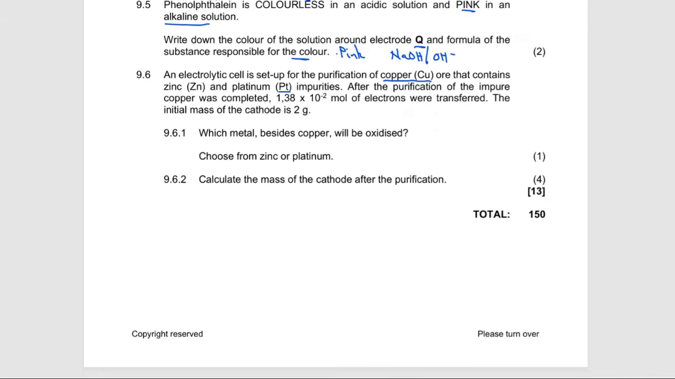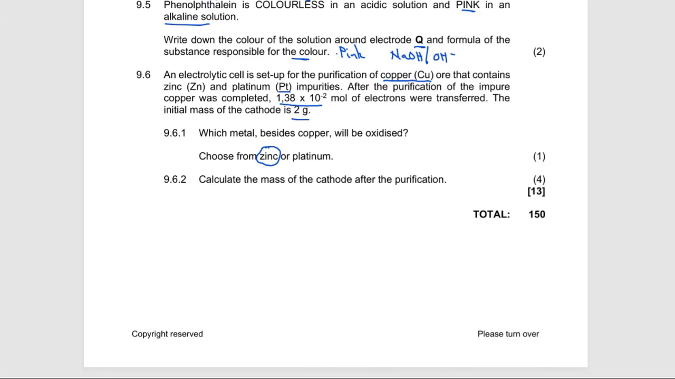After the purification of the impure copper was completed, 1,38 times 10 negative 2 moles of electrons were transferred. Then the initial mass of the cathode is 2 grams there. Which metal besides copper will be oxidized there, right? Choose from zinc or platinum. So which one is going to be oxidized there? It's going to be our zinc, right? So it's undergoing oxidation, so it is going to be oxidized.